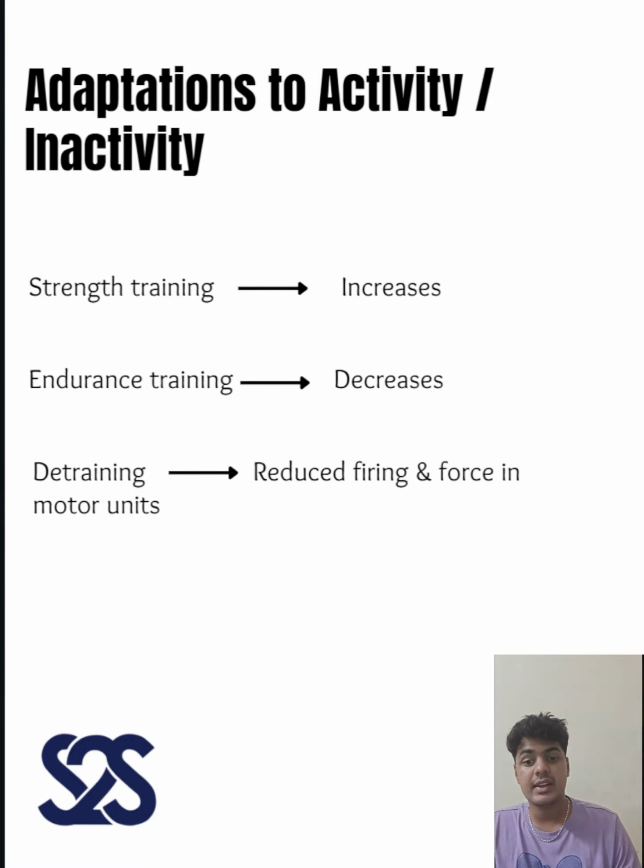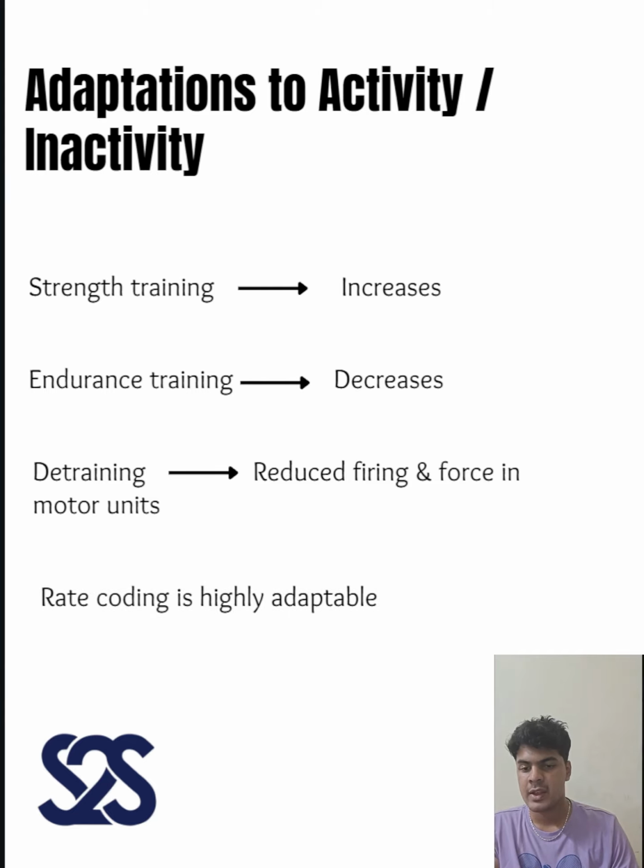Third one is detraining, reducing firing and force in motor units. Detraining can be inactivity, even immobilization. At that time, it reduces the firing rate, basically rate coding, and also the force in the motor unit. The amount of motor units also reduces with detraining or inactivity. So rate coding is highly adaptable. The more you work out, the more it gets better. The more you work on ballistic movements, the more rate coding gets better. At the same time, the more you stay idle, the rate coding reduces. The more you do slow movements, the rate coding also reduces.